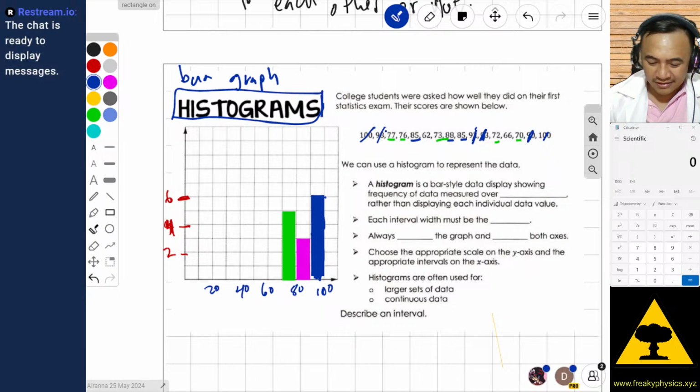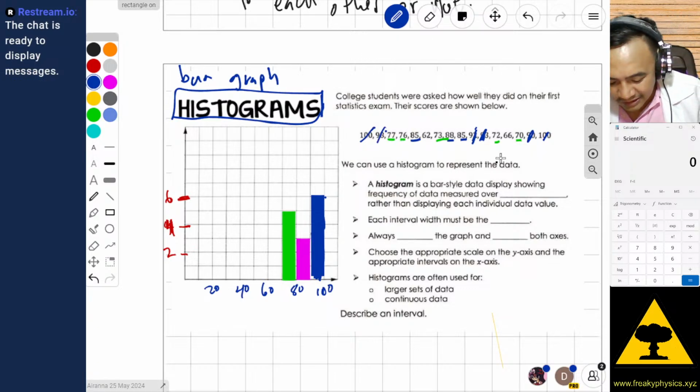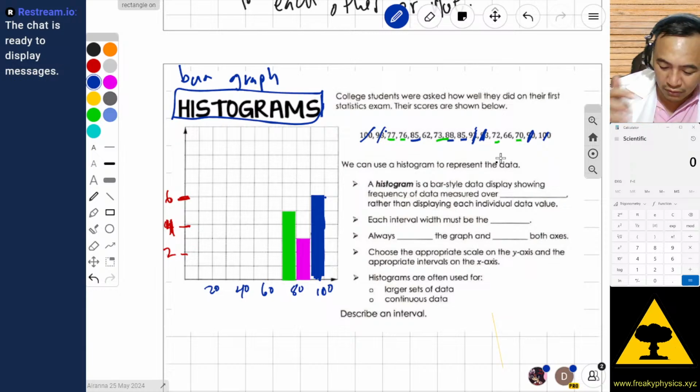Okay, so let's take a look now at the first part of the notes. A histogram is also just 2. Most of them are 2, right? Let's complete the notes. A histogram is a bar style data display showing the frequency of data measured over, what's the word here? What do we call each one of these, from 70 to 79, and then 80 to 89, and then from 90 to 100, or 90 to 99, for example?